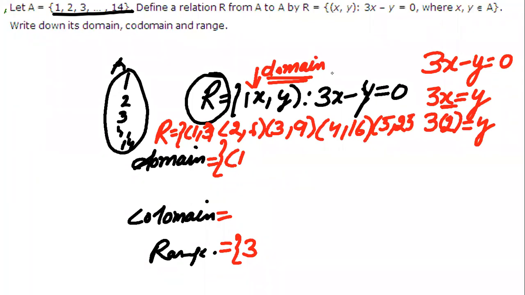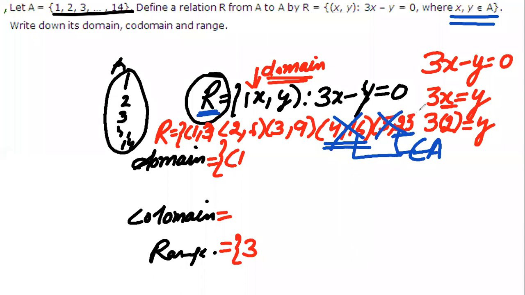Is this 15 belonging to R? Why is it so? Because xy should belong to A. When I put 4, the answer is 12, and after putting 5, answer is 15. Are 12 and 15 in A? No. So this relation will not go in the R. Is it clear to all? Now put the values here.